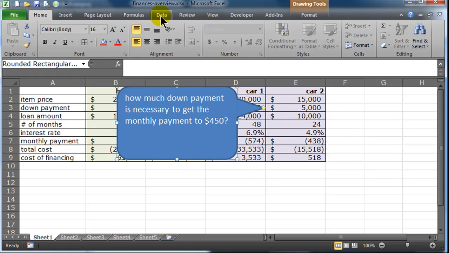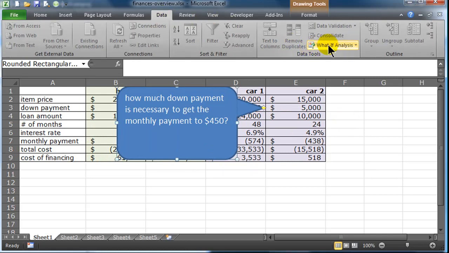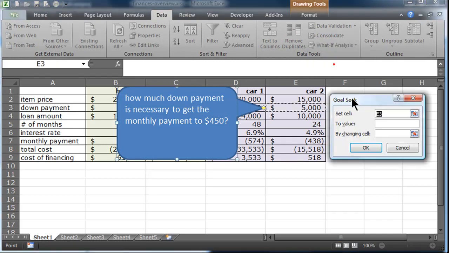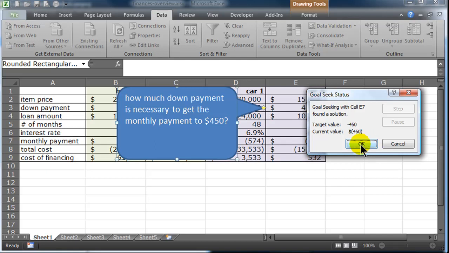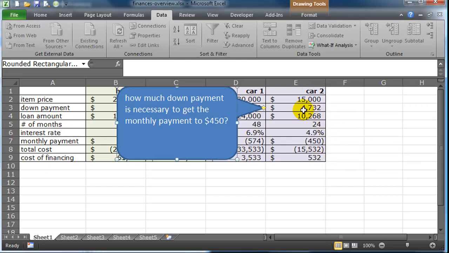So in Excel, I'm going to go to the data menu, what-if analysis, and goal seek. I'm going to bring up this little dialog box here. I'm going to set the cell that contains my monthly payment to a negative 450 because that's the monthly payment that I want. And I'm going to get that by changing the cell that contains my down payment. I'll click OK. It's determined that I need to put down $47.32 as a down payment in order to get that $450 monthly payment. So very, very useful trick there.